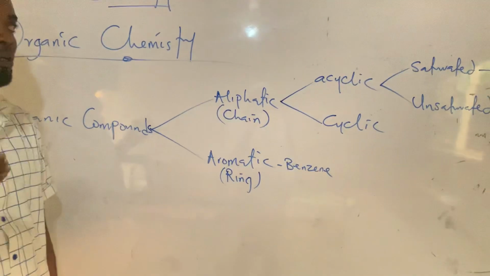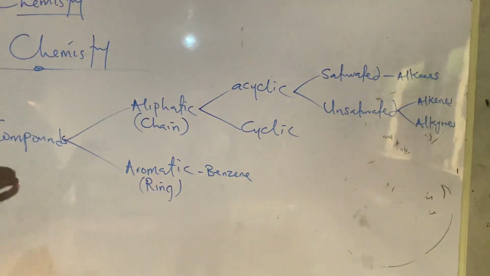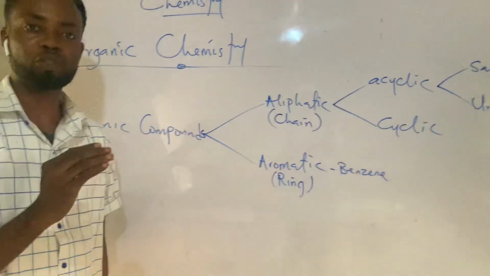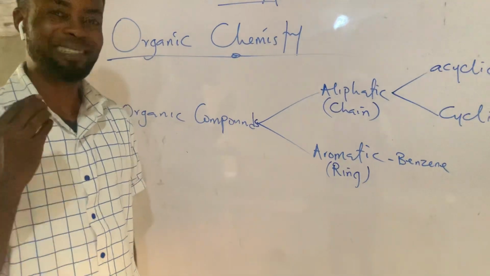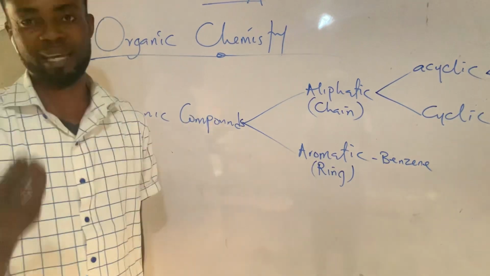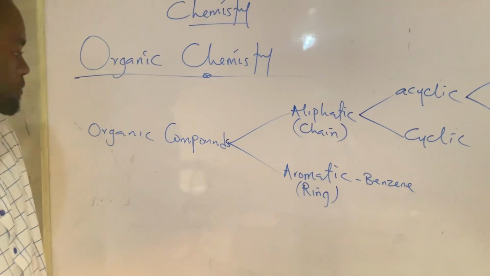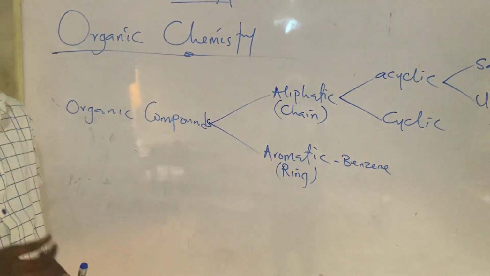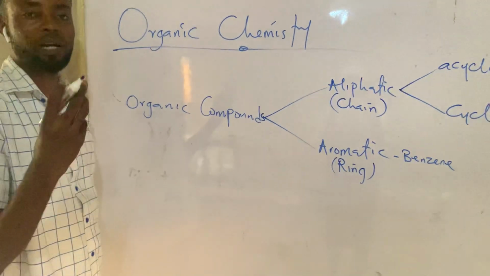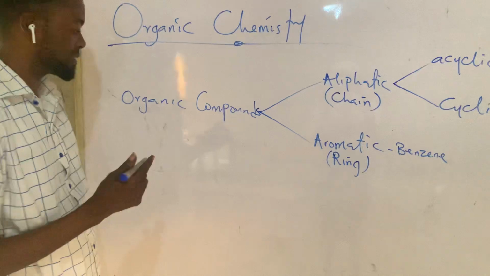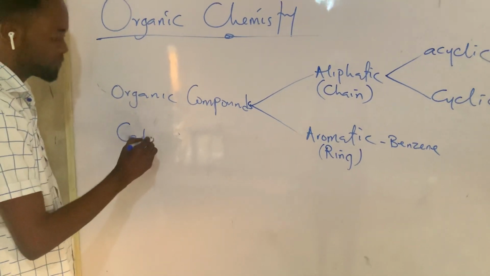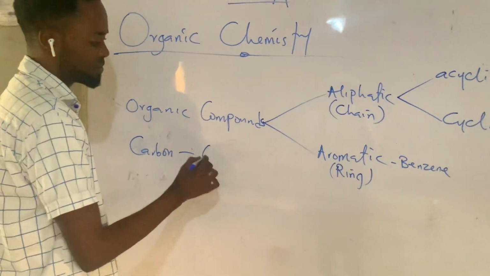Now, before I go further, I said organic chemistry is the aspect of chemistry that deals with carbon and its compounds. So there is need for us to understand carbon in order to understand organic chemistry. So I will be taking time to explain briefly on carbon. Now, if you check hydrogen, helium, lithium, beryllium, boron, carbon, the atomic number of carbon is 6. So you have carbon with position number 6.